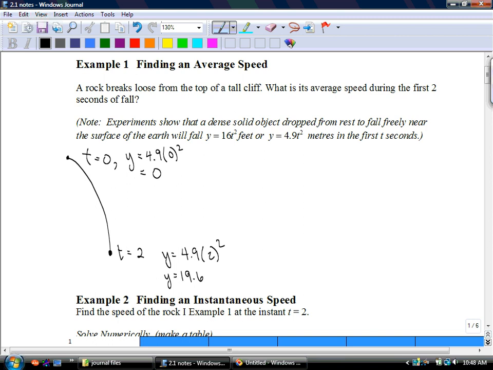4 times 4.9. Okay. So the average speed is just the slope between those 2 points.